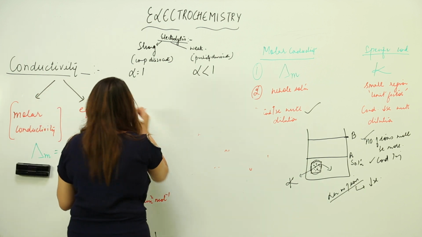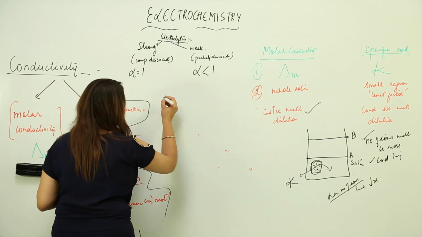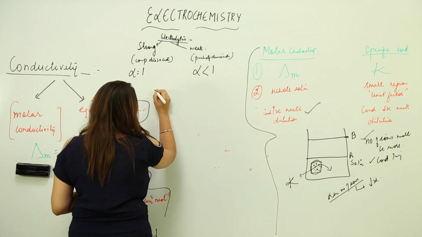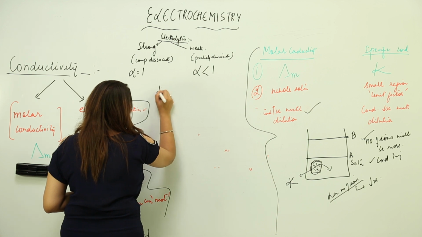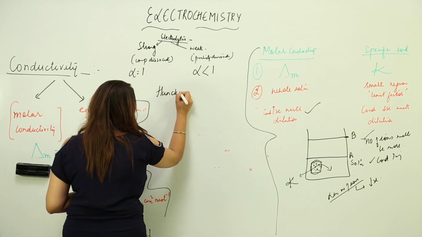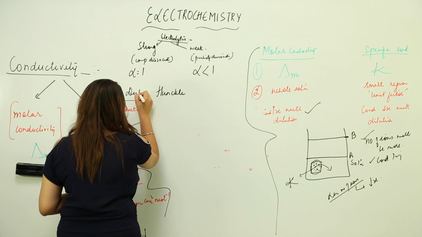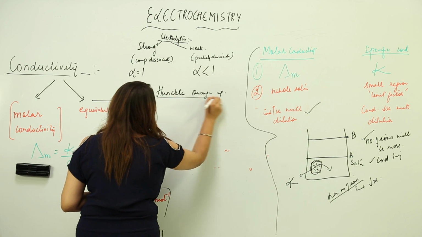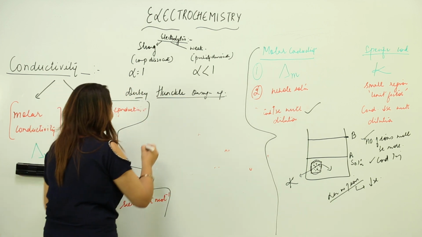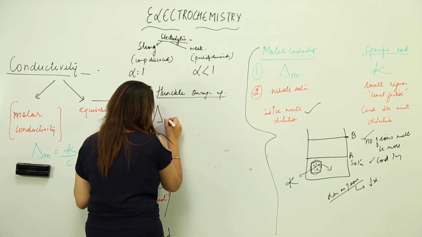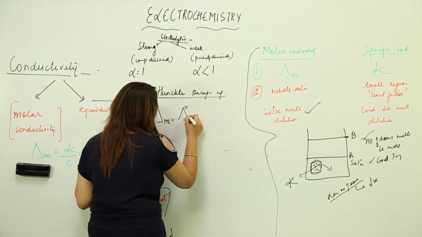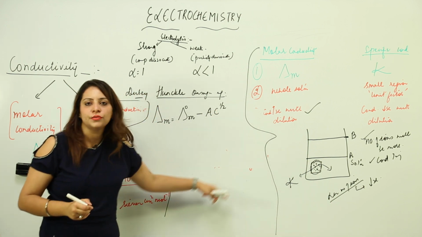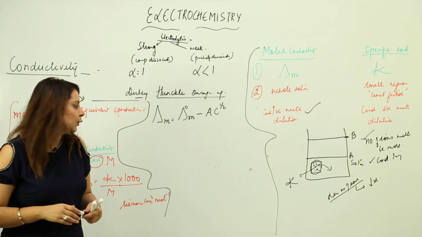I'll just write it separately so that you do not get confused. There is an equation called the Debye-Huckel equation. This equation says that lambda m is equal to lambda naught m minus A C raised to the power half. This is the equation.